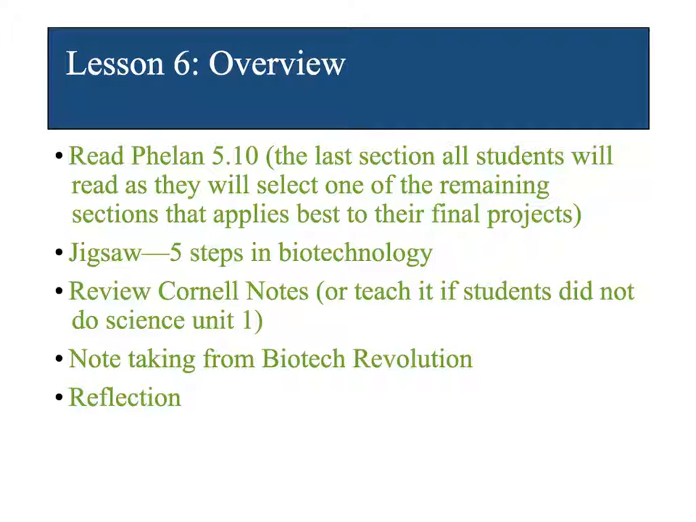So this is the last one they're going to read all together, and they're going to read it using a jigsaw, and they'll do a jigsaw of the 5 steps in biotechnology. They're also going to review Cornell notes or teach it if students didn't do Science Unit 1. And they'll take notes from a biotechnology revolution video, and then they'll reflect on their experiences.